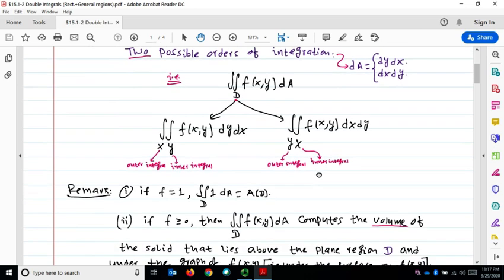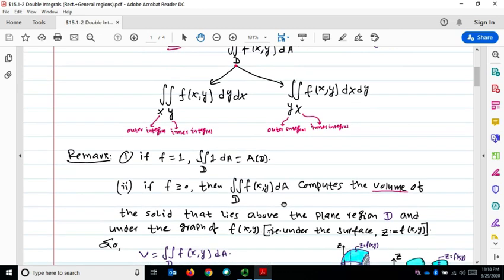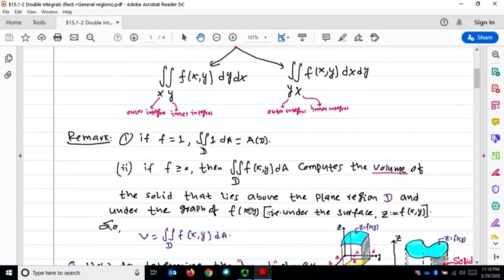A quick remark: if the function is the constant one function, then the double integral of 1 over D is simply the area of D. The double integral of f(x,y) over D with respect to dA computes the volume of the solid that lies above the plane region D and under the graph of f. So we can call the double integral a volume integral.